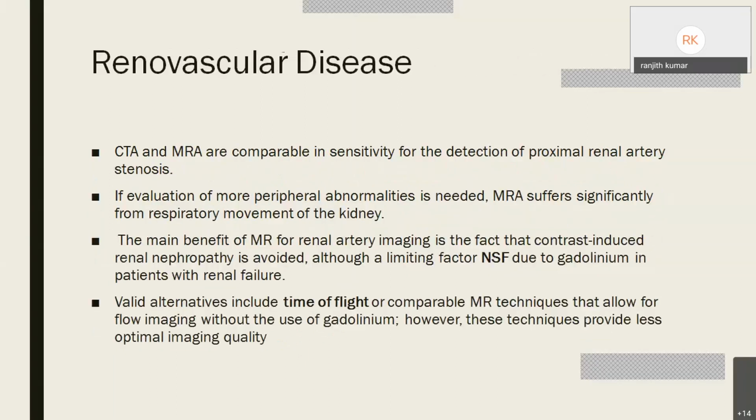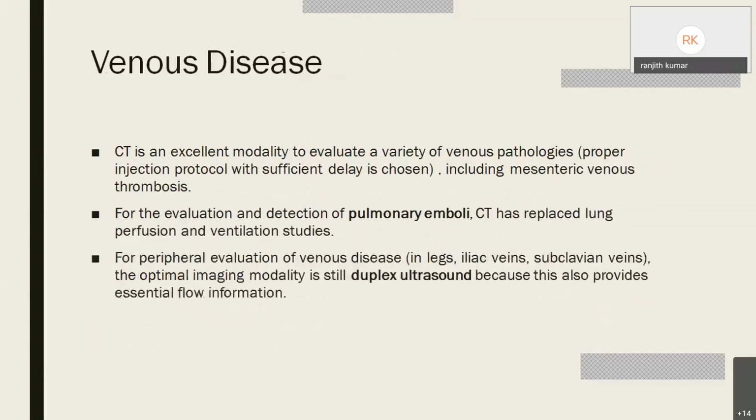Coming to renovascular disease, both CT and MR angio are comparable. The main advantage where MR angio scores better than CT is the incidence of CIN, that is contrast-induced nephropathy. But there is also a limitation: in patients with renal failure, there is a chance of nephrogenic systemic fibrosis, which can be overcome by time of flight MR, which we'll discuss in the later slides.